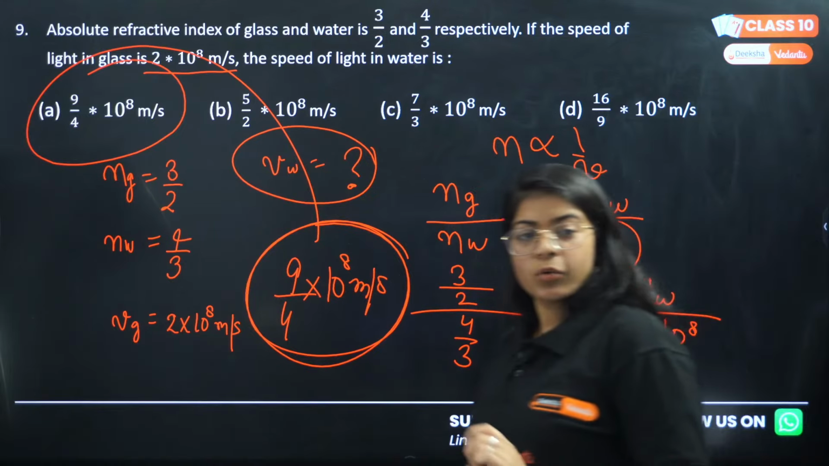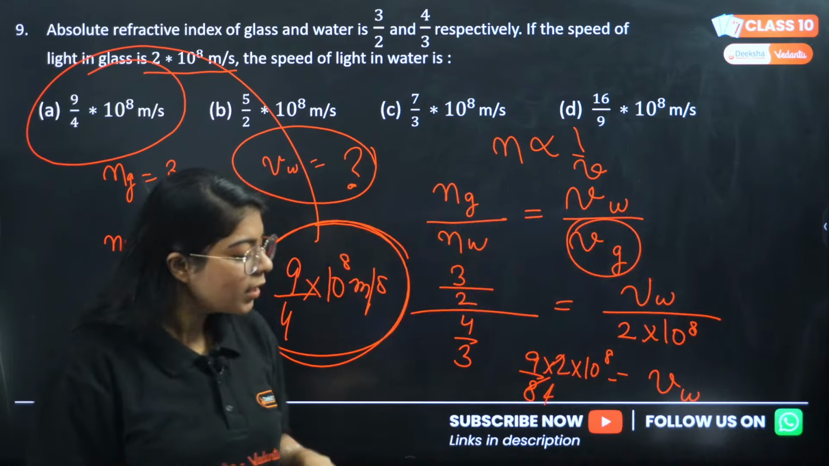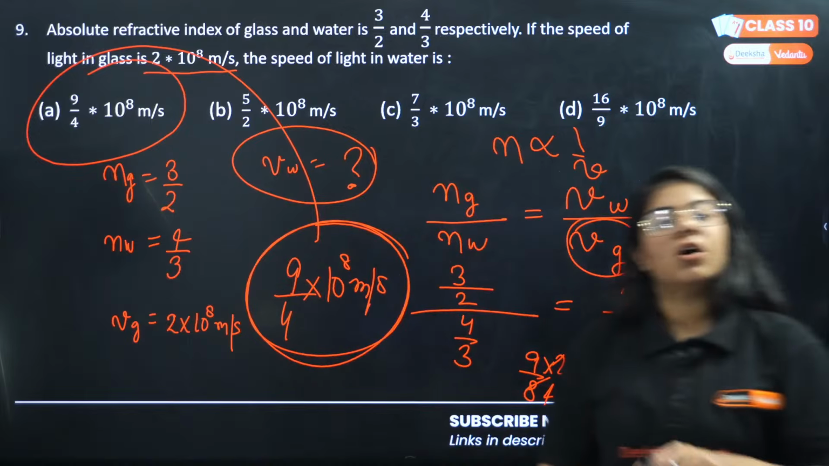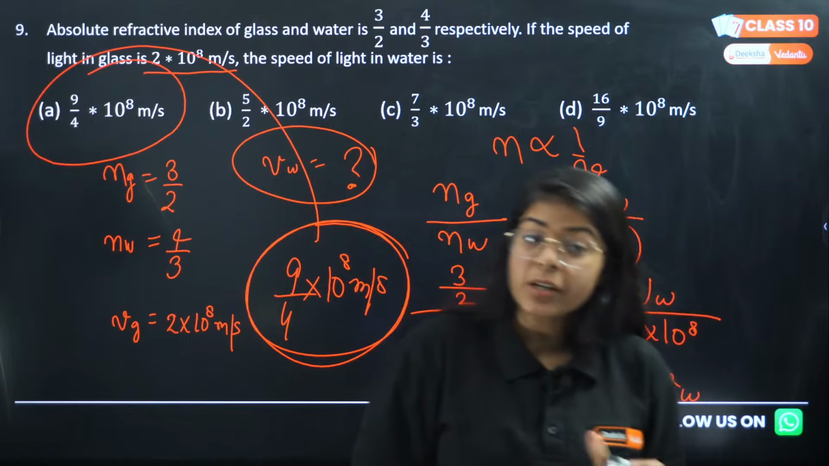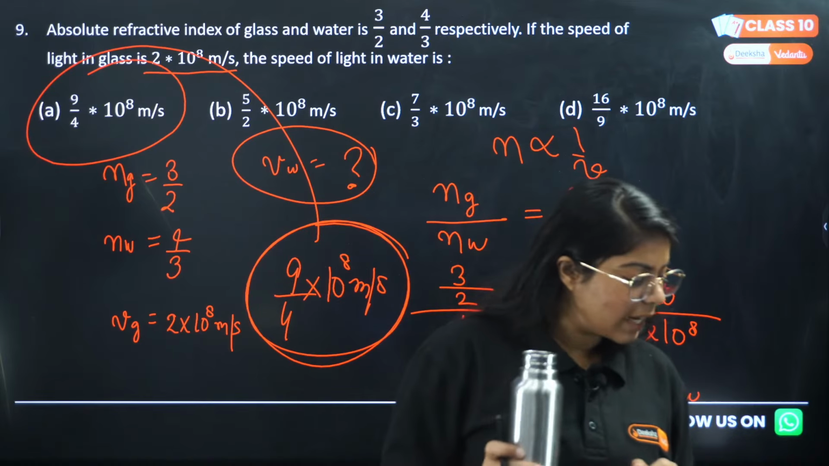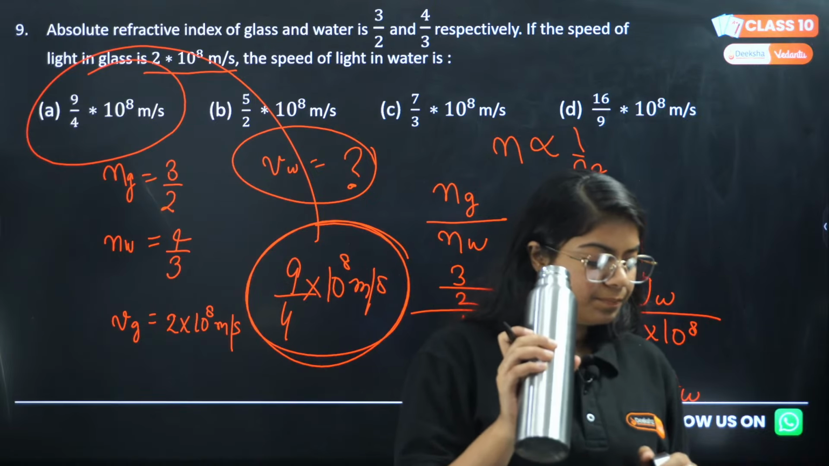Everyone understood the question? You were given refractive index of glass, water, and you needed to find the velocities. You were also given velocity of light in glass, and you needed to find the speed of light in water. Correct?